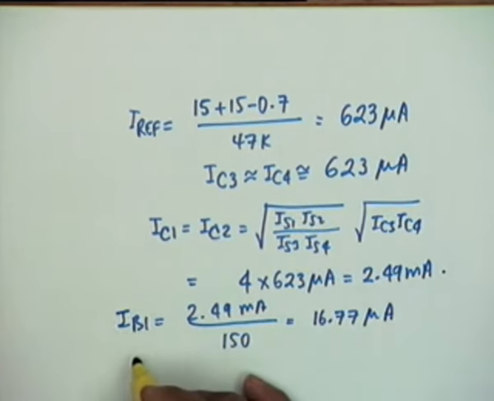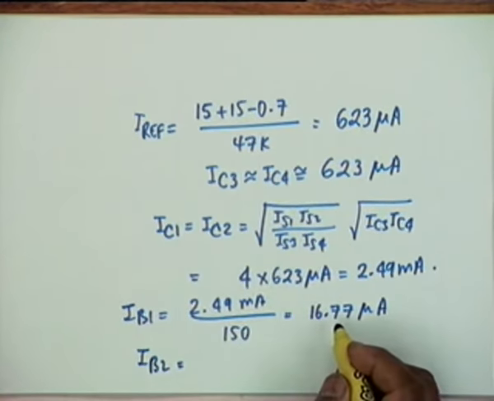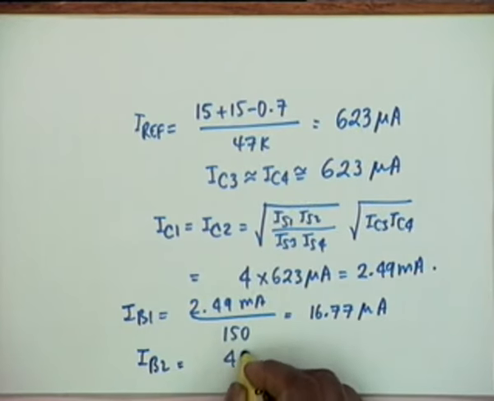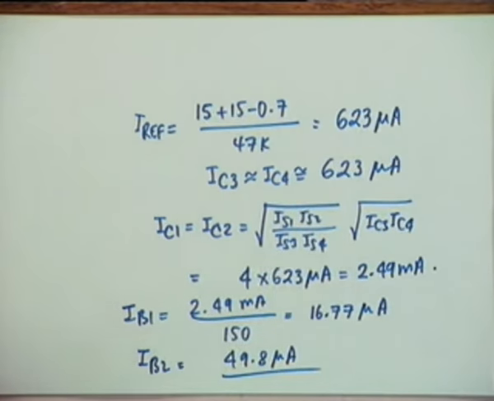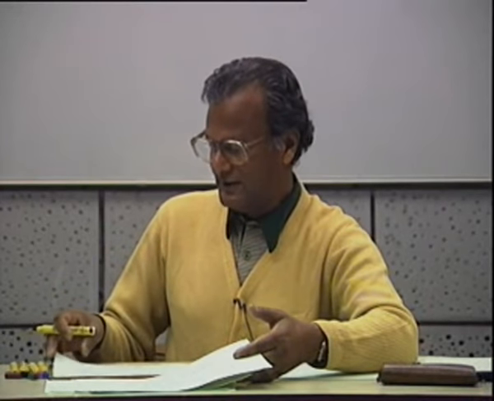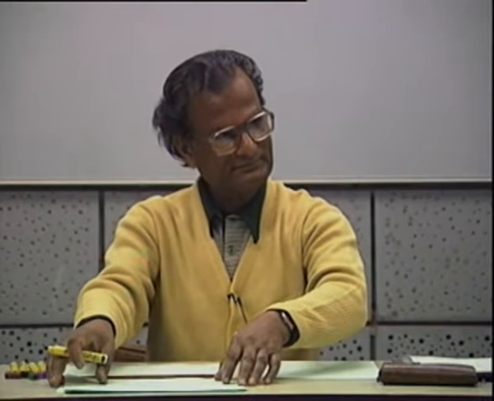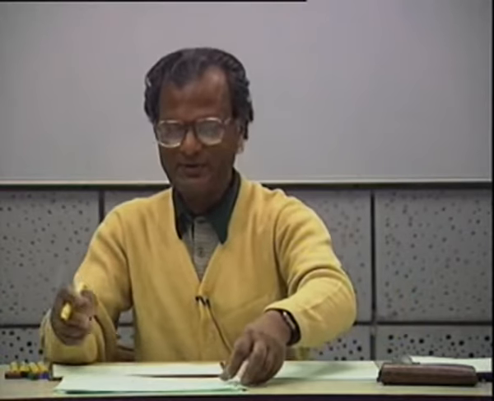Agree? Similarly, you calculate IB2. How much? 3 times this. That means 49.8 microampere. Even 50 microampere we could ignore compared to 623. Okay? 1:12 ratio we can. So, in practice, these approximations are indeed valid. Why? 50 microampere and 623, approximately 12.